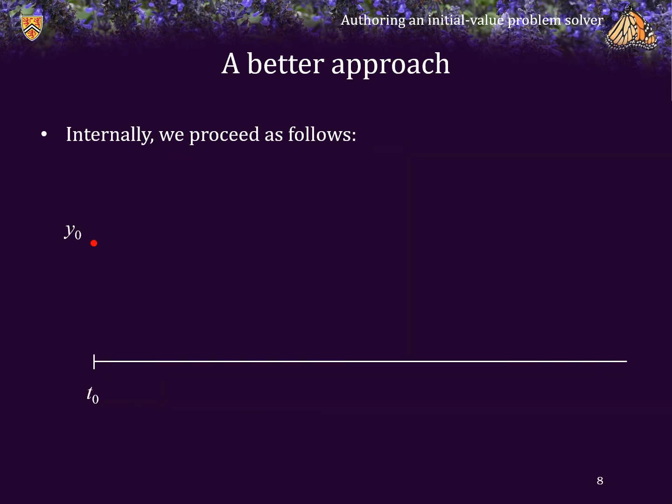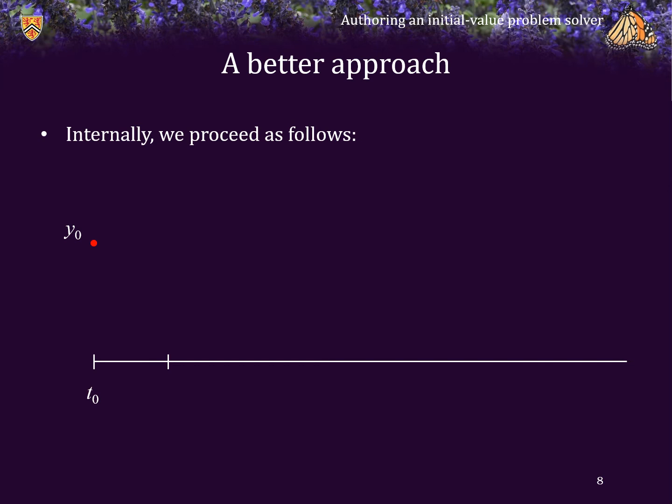Let's look at this graphically. So we're solving or approximating a solution to an initial value problem. Initially, all we store in the constructor is the initial t value and the initial y value, because we don't know how far the user is going to ask. So instead, we wait for the user to make a request.